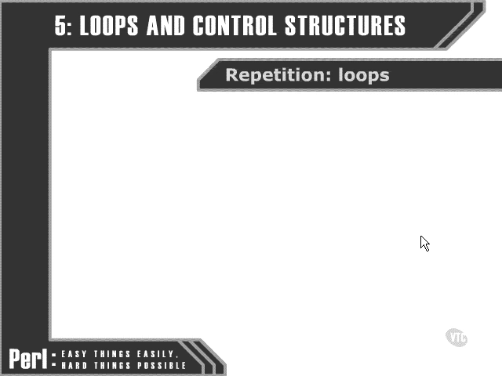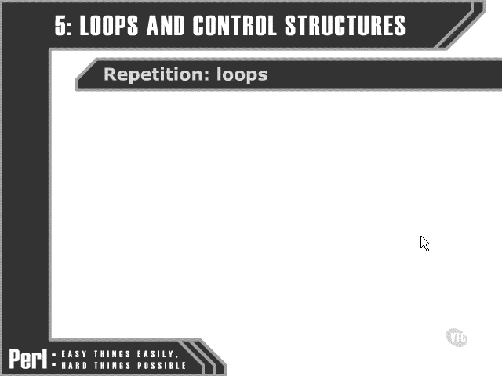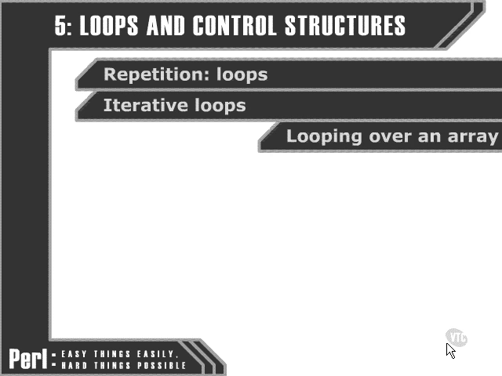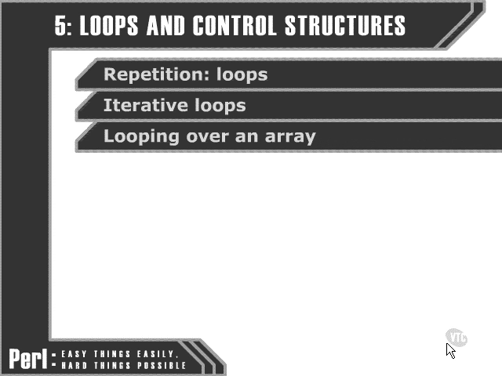In this chapter, we're going to take some of the principles that we've learnt when looking at conditional statements and apply them in a new way. We're going to be looking at the basic concept of a loop, iterative loops, and loops in the context of arrays and hashes.